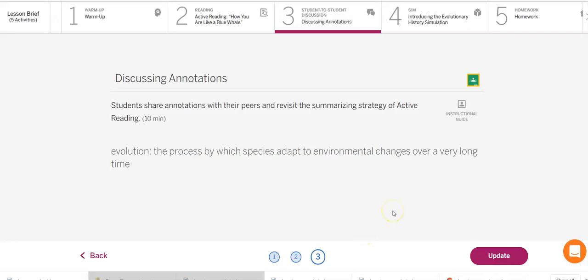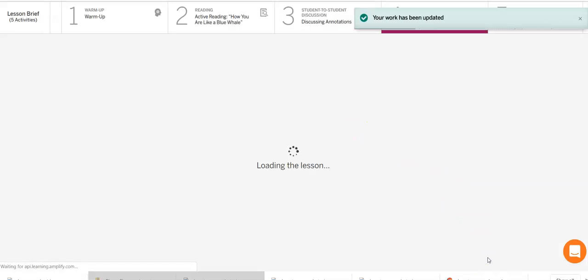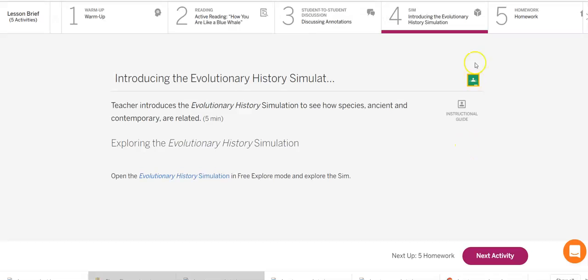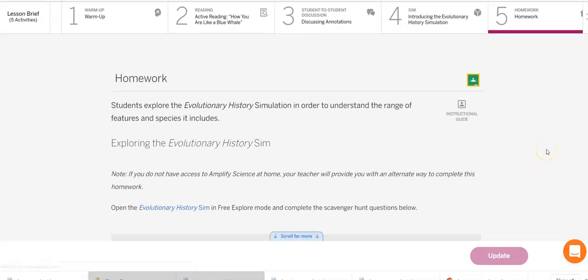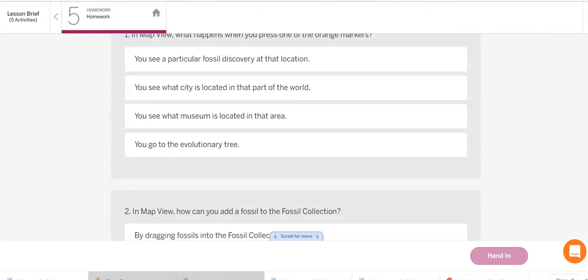And then here's another preview of evolution: the process by which species adapt to environmental changes over a very long time. Go ahead and update that. And I'm going to hit next activity. The next activity, I believe, is the simulation. So you'll go through and do that. Then you'll hit next activity. It brings you to your homework, which also has to do with the simulation. So don't think you can skip it, because this is something you have to turn in.